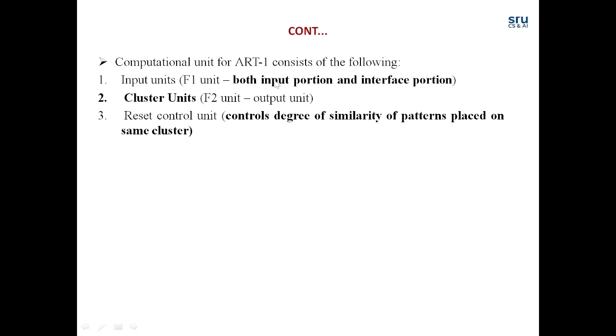Computational units of ART1 networks. It consists of input units, called the F1 unit, so both the input portion and the interface portion. Then we have the cluster units. It consists of F2 units, called the output unit, and the reset control unit. What does it do? It controls the degree of similarity of patterns which are placed on the same clusters.